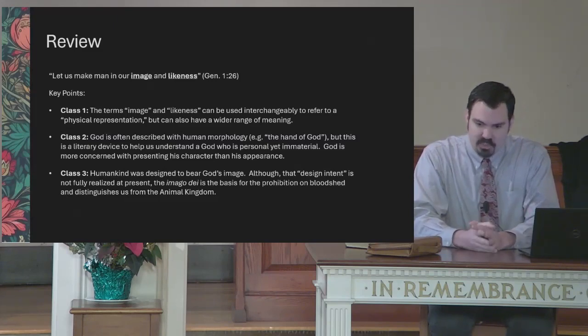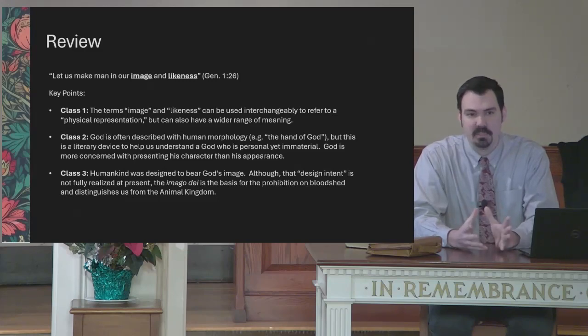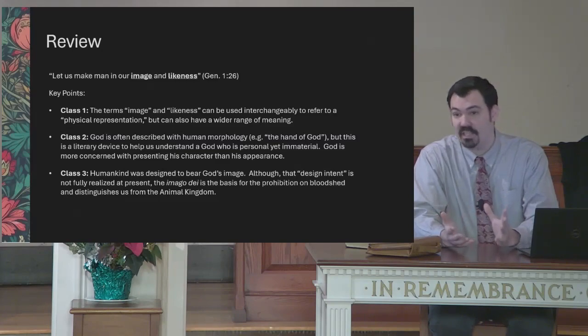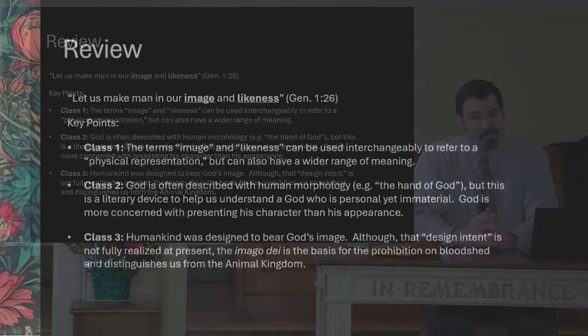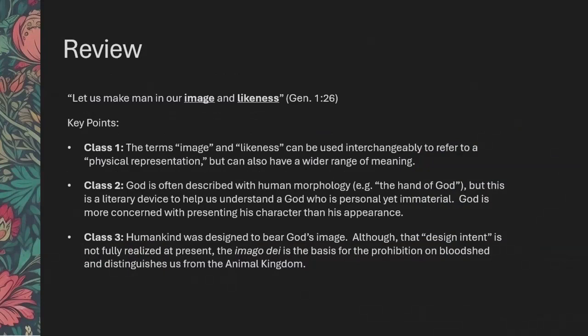And then last week we looked at this idea of humankind being designed to bear God's image, and yet having fallen, having a nature which is prone to sin, we're not quite there, right? We have a lot of the capacity, we have the starting materials to be made in God's image, but we're not fully realized in that design intent, if that makes sense.